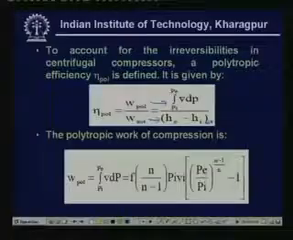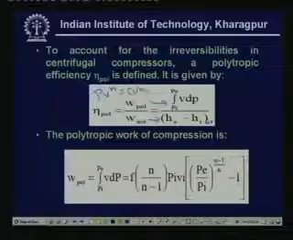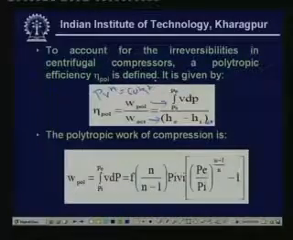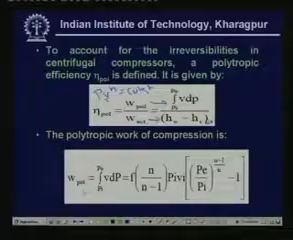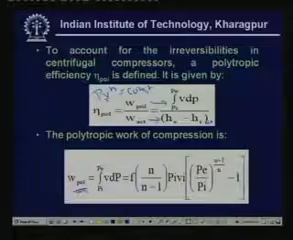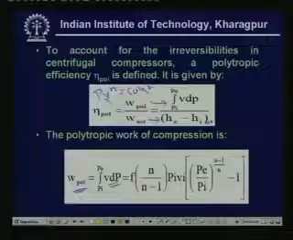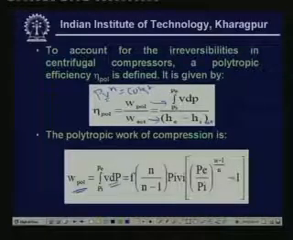This process, as you know, the polytropic process can be written as something like this: PV to the power of n is constant. So all polytropic processes can be represented by this equation, and if you substitute this equation here, you can find out the expression for polytropic work. So I am making use of this equation here. So you find that the expression for polytropic work is given by F into n by n minus 1 into Pi Vi into (Pe by Pi) to the power of (n minus 1) by n, minus 1.